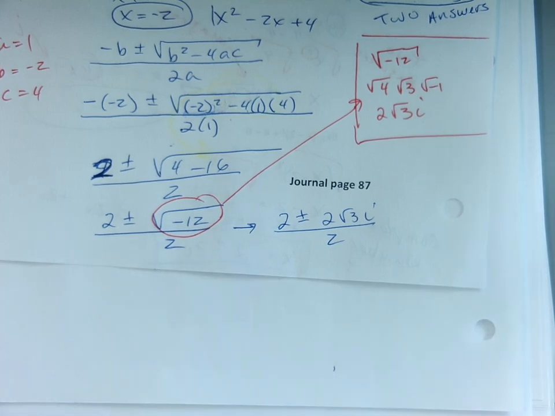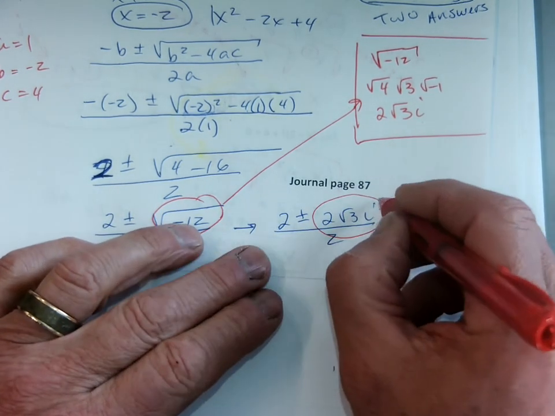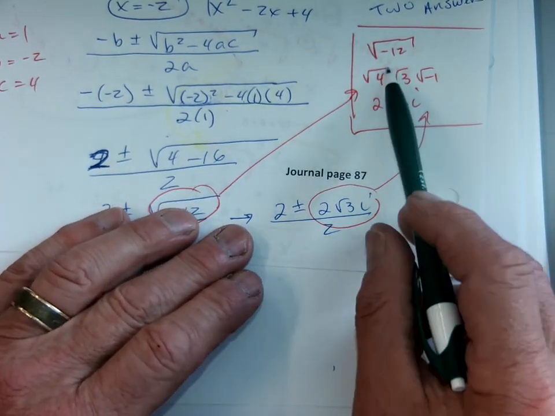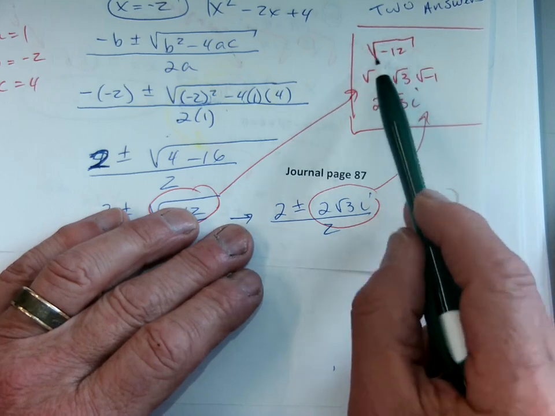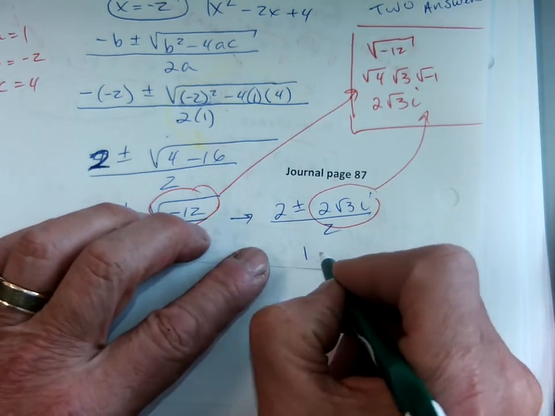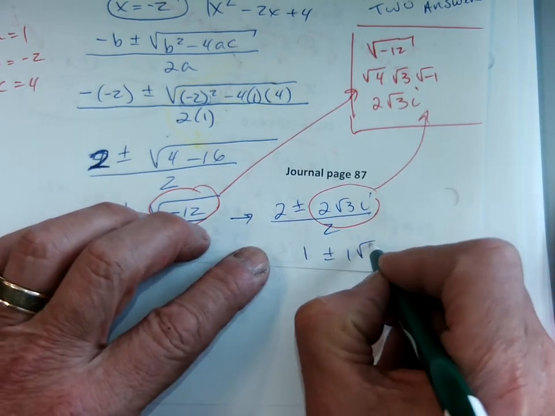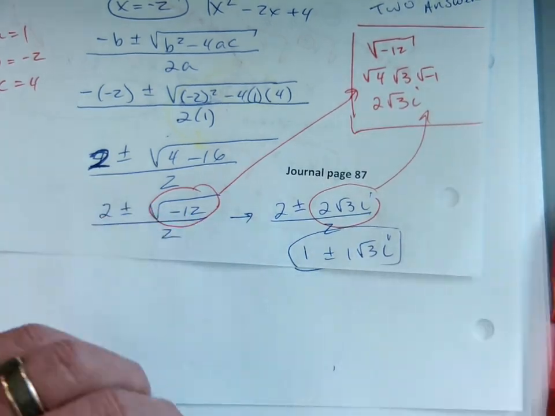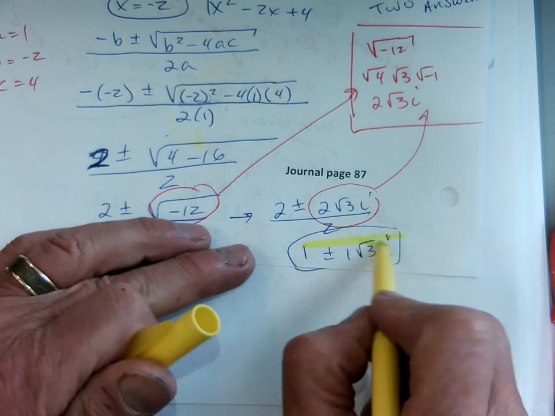Why can't we make other numbers imaginary besides? We are, right there. We are doing it right now. Which is 1 plus or minus square root of 3 i. There are my other 2 answers.